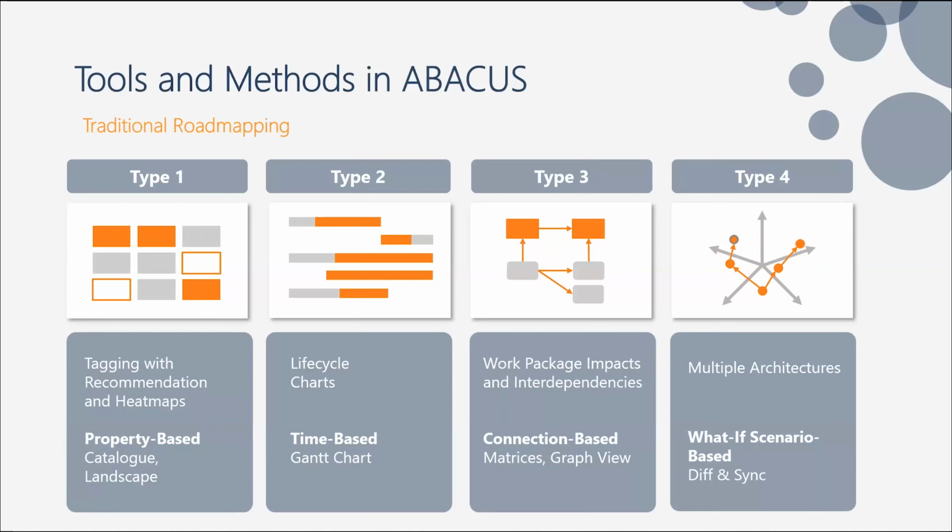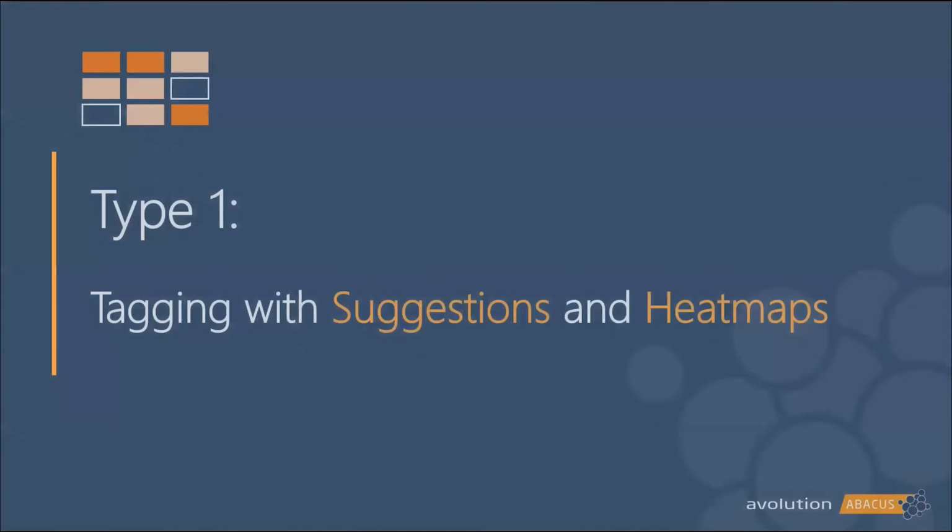So to start with these traditional roadmaps, we have 4 distinct types. These 4 types can be implemented in isolation, of course, but there's also a natural logical progression from type 1 to type 4, as you'll see. So kicking off, let's look at type 1 with tagging, with suggestions, recommendations, and of course, heat mapping.